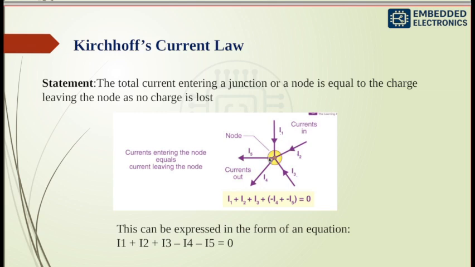This can be expressed in the form of an equation: I1 plus I2 plus I3 minus I4 minus I5, because these are the currents leaving, so the minus symbol, is equal to 0.